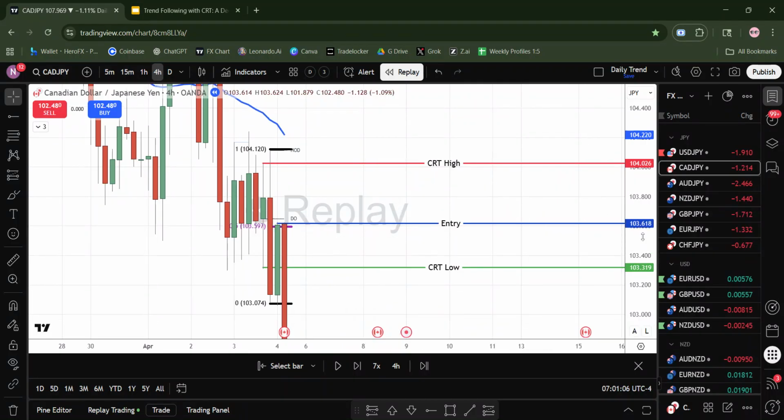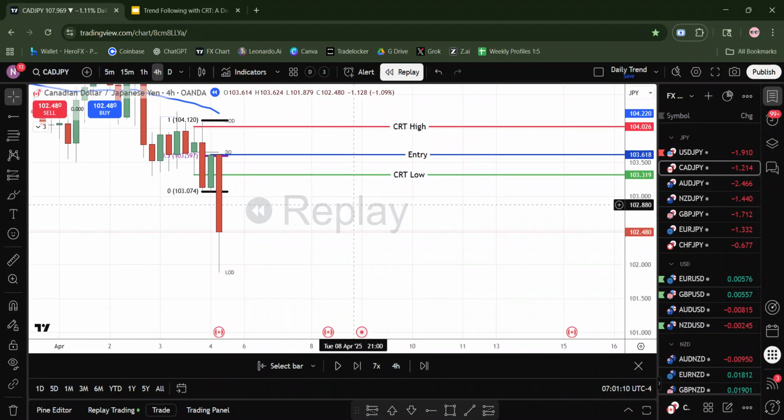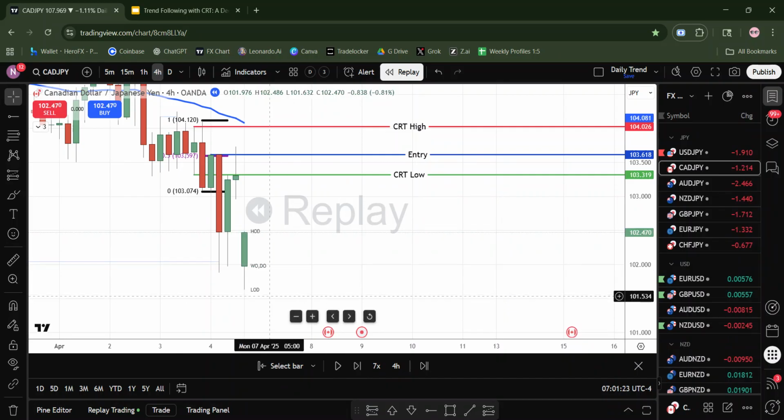Bang. Right back outside of the range. You got a strong breakout. And let's give it one more just to see what happens. Okay. He came back a little more. And look at that. Now, okay, this was a Monday, so it gapped.